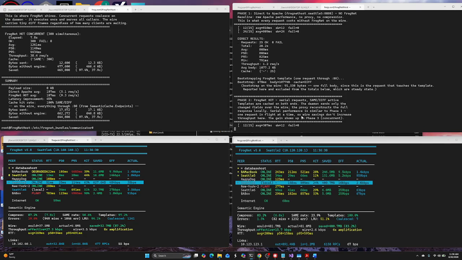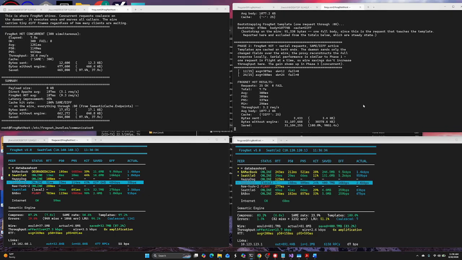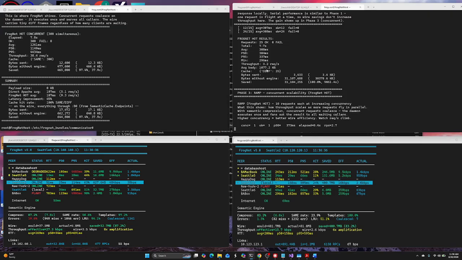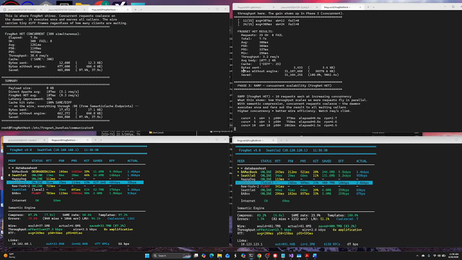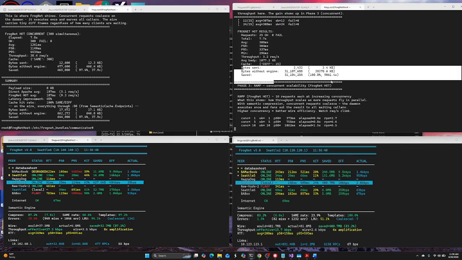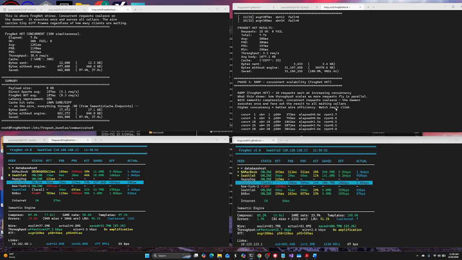When we switch over just to using FrogNet, we get 3.2 requests per second. But this is the important part. Look at the bytes sent. We only sent 3.4 kilobytes instead of 31 megabytes. Now we would have sent 31 megabytes without the engine. So we saved 31 megabytes because we only sent 3.4.